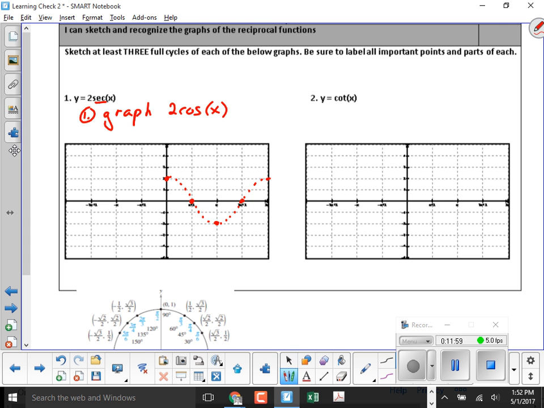Now, for the second step, I'm going to look at my asymptotes. Everywhere the cosine is 0, namely pi over 2 and 3 pi over 2, the secant is going to be 1 divided by 0. So everywhere you see a 0, you want to put an asymptote. So far, so good?